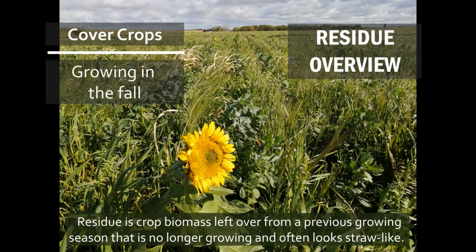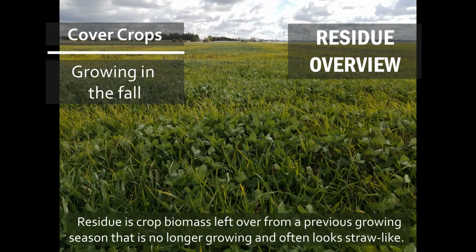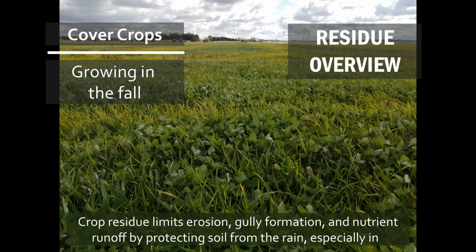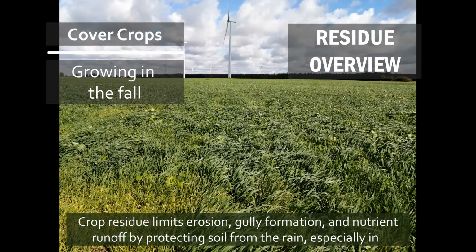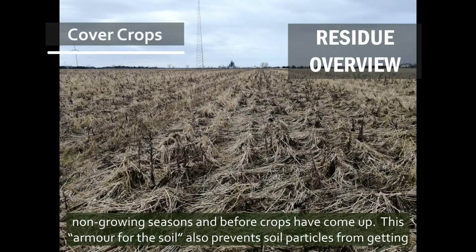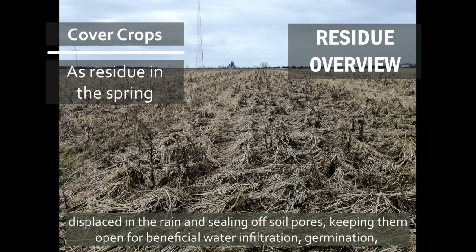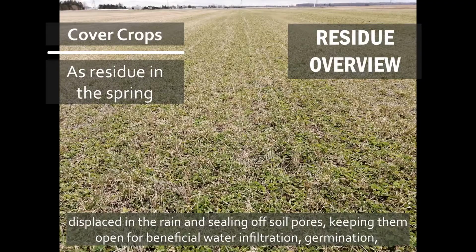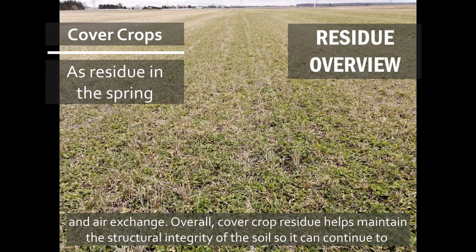Residue is crop biomass left over from a previous growing season that is no longer growing and often looks straw-like. Crop residue limits erosion, gully formation, and nutrient runoff by protecting soil from the rain, especially in non-growing seasons and before crops have come up. This armor for the soil also prevents soil particles from getting displaced in the rain and sealing off soil pores, keeping them open for beneficial water infiltration, germination, and air exchange.